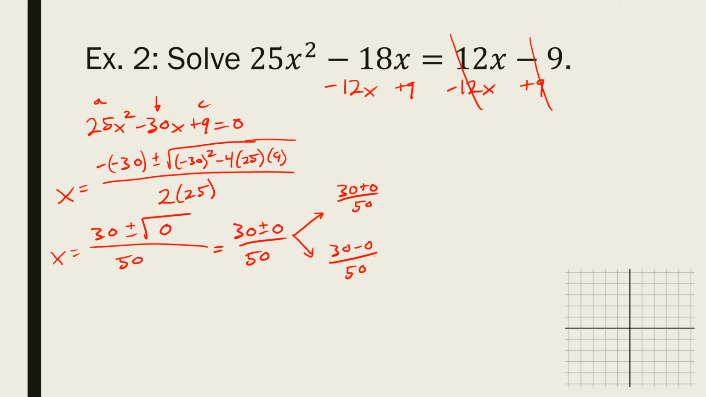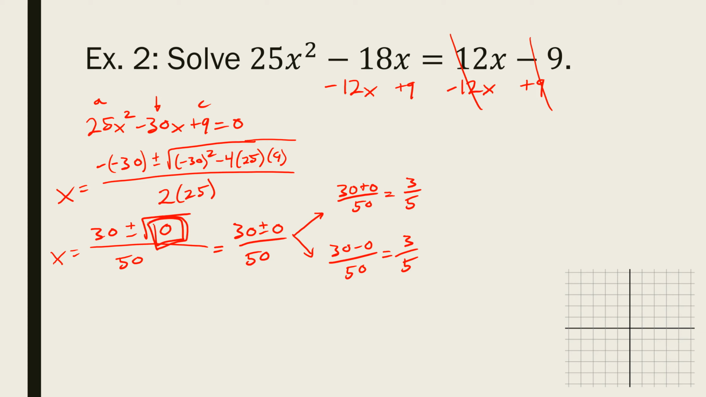Are those two different things? Isn't 30 plus 0 still just 30? And then 30 divided by 50, I could simplify to 3/5. Same thing here, 30 minus 0, it's just 30. 30 over 50, 3/5. So here's the deal with this function.